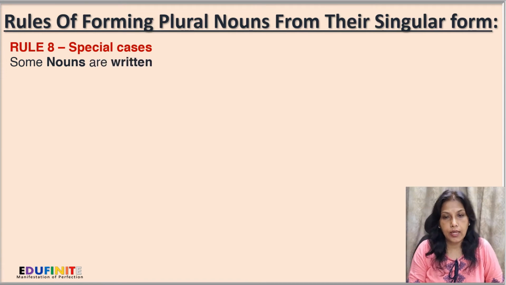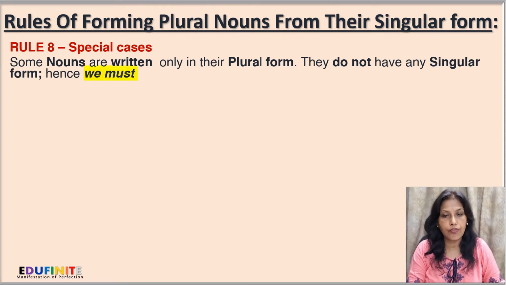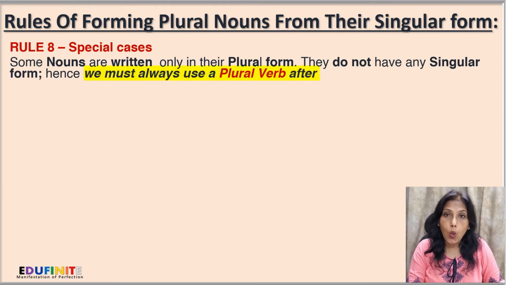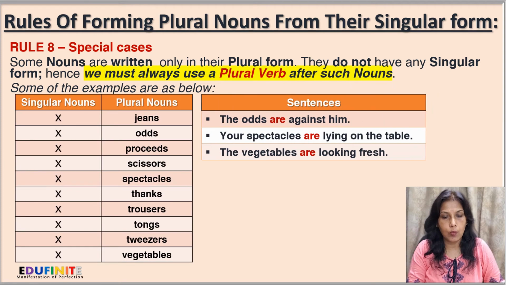Rule 8. Special cases. Some nouns are written only in their plural forms. They do not have any singular forms. Hence, we must always use a plural verb after such nouns. Some of the examples are as below.